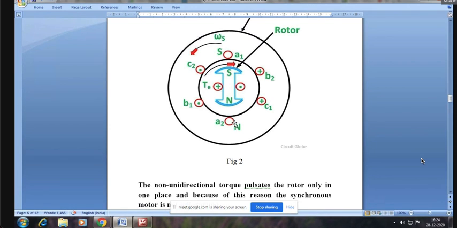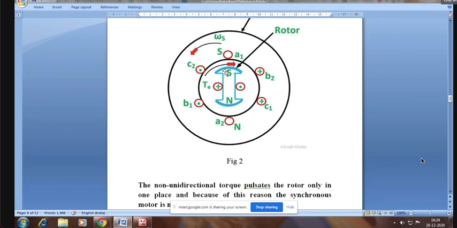Yes, sir. And hence, we understand that the two poles being like poles, they repel. So repel means a torque in the opposite direction gets developed. That torque will try to pull the rotor clockwise.